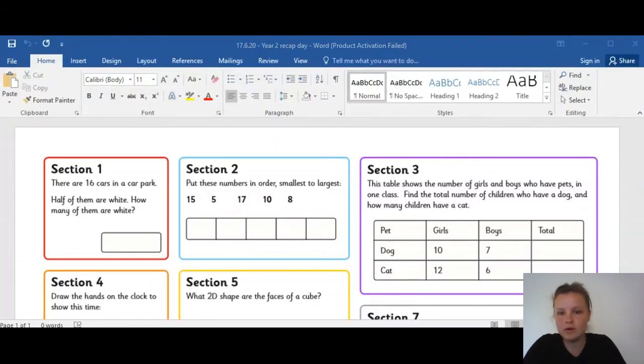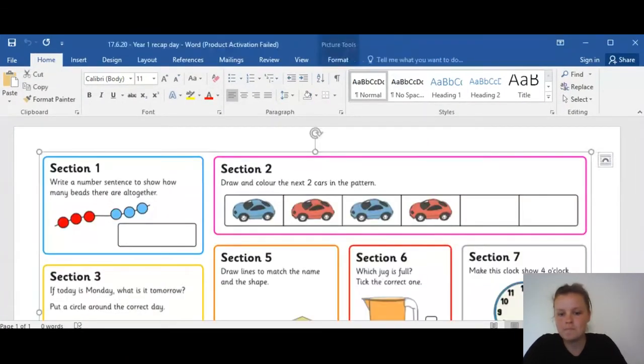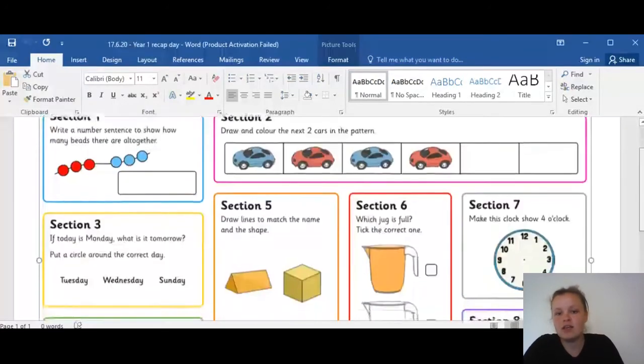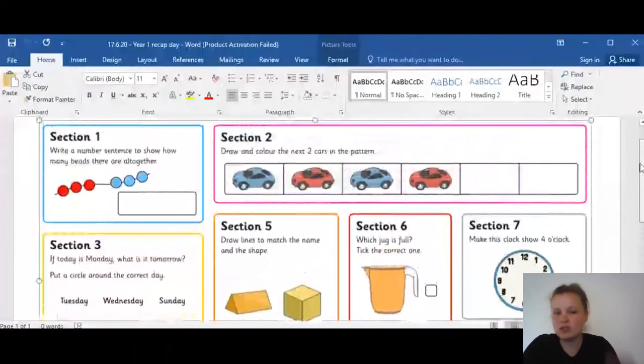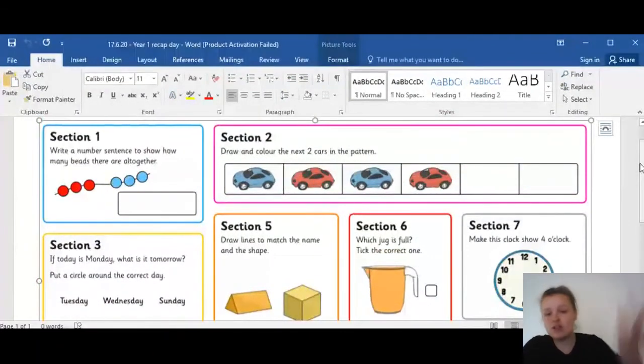And bring up the year 1 sheet. Okay, so this sheet is the year 1 sheet. Now, it's got lots of different questions on there again. So we're just recapping, refreshing our minds on lots of different things that we would have done in school.